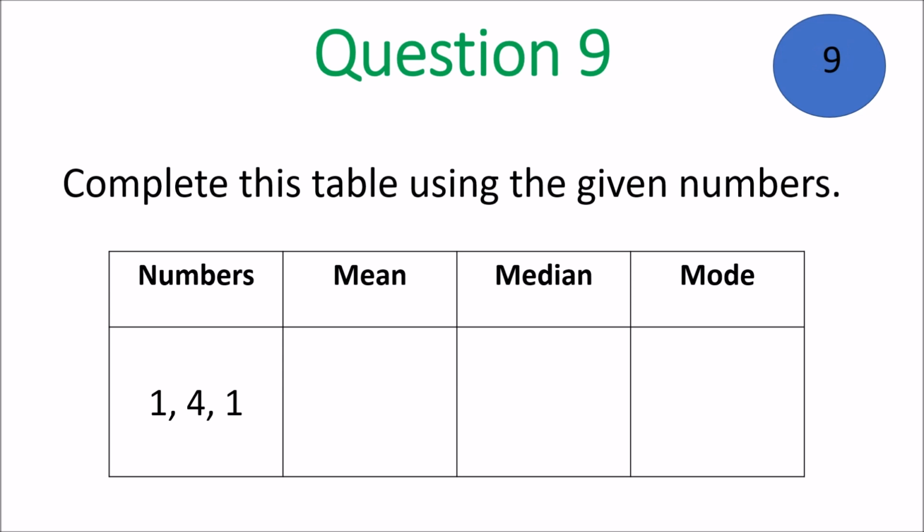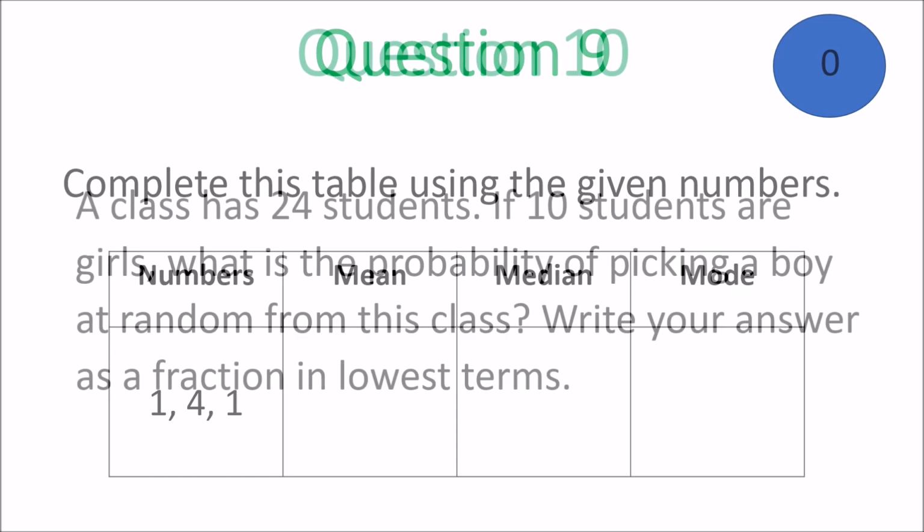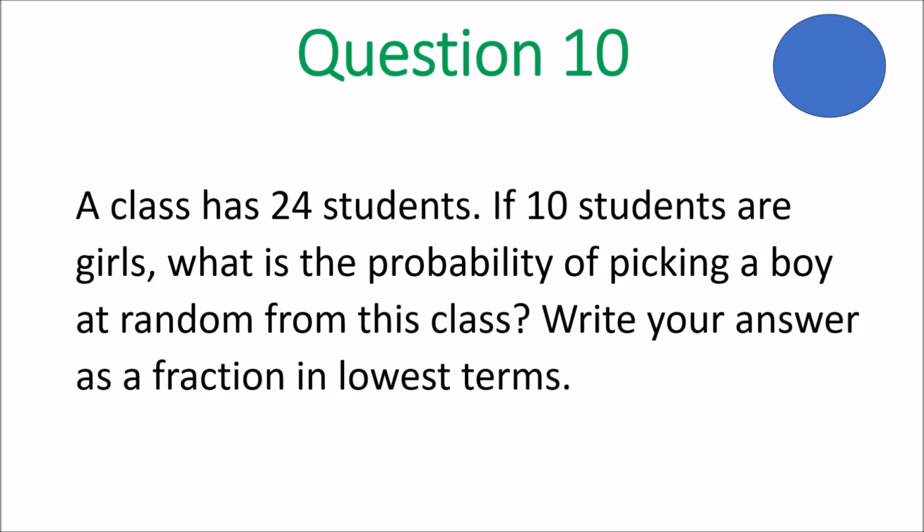Complete this table using the given numbers. The numbers are 1, 4, 1. You must find the mean, find the median, find the mode. Get going, grade 7, 8, and 9. You should know what mean, median, and mode, what those terms refer to. Mean, median, mode. Which is which? What do you do? This one was fairly simple, so you should have completed that by now.